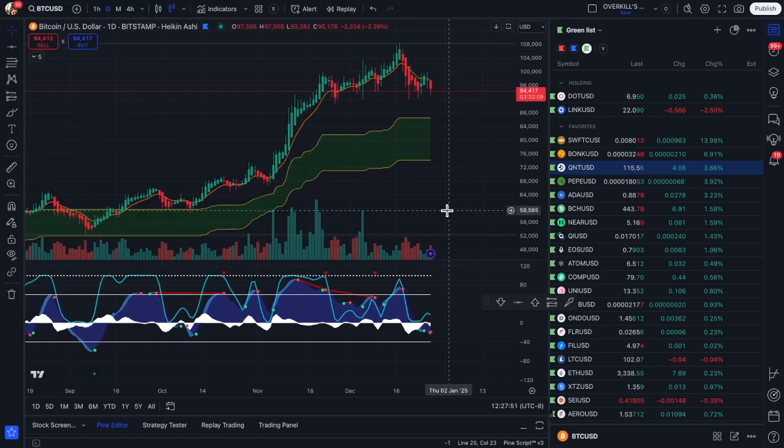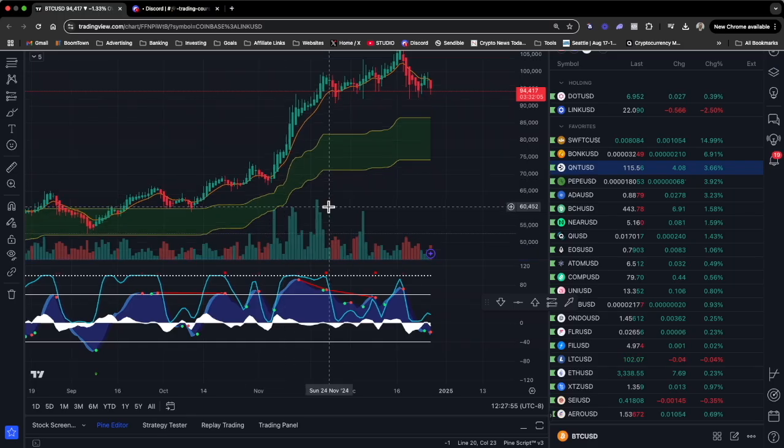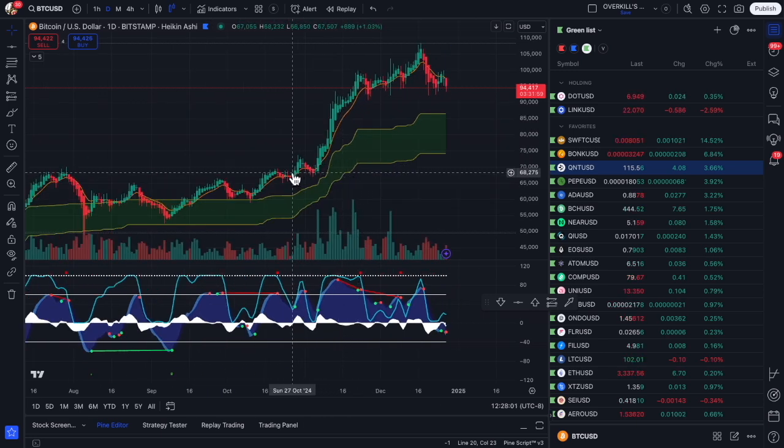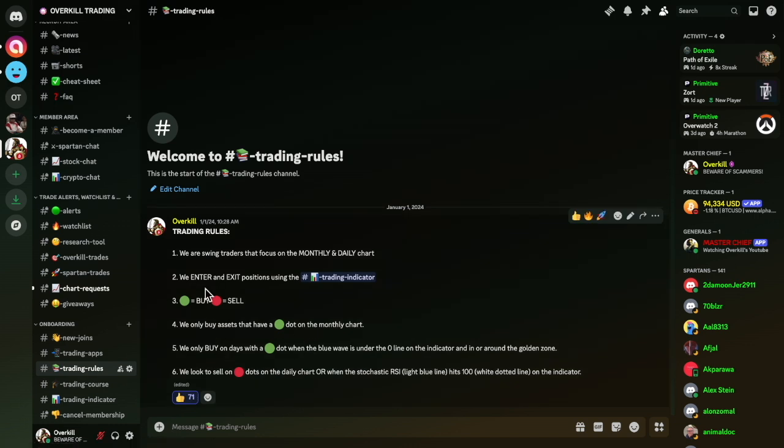The way we look at this, guys, in our trading strategy here, is that we want to buy the pullbacks into or bouncing off of the golden zone. Those are the best times to buy in a bull market. Again, our number 1 rule on our trading rules is that we focus on monthly and daily charts, guys. We are not day traders.